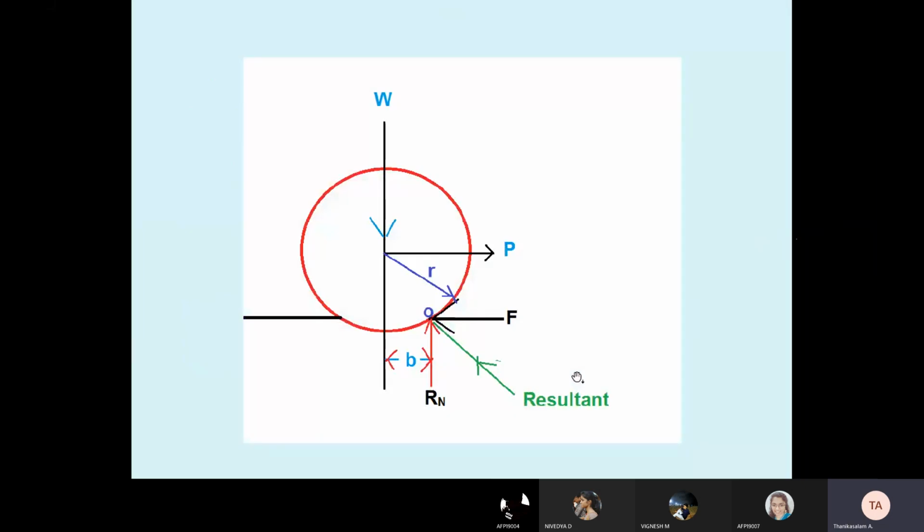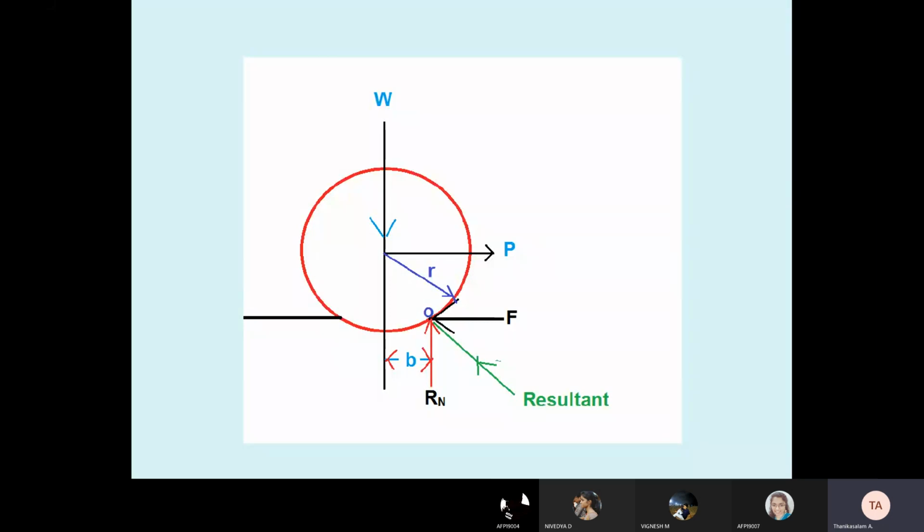Just imagine, suppose b increases. The coefficient of rolling resistance increases. What will happen? The tire will not move easily because increasing the coefficient of rolling resistance increases the friction. When friction increases, definitely we need more force, or the tire won't run or roll.